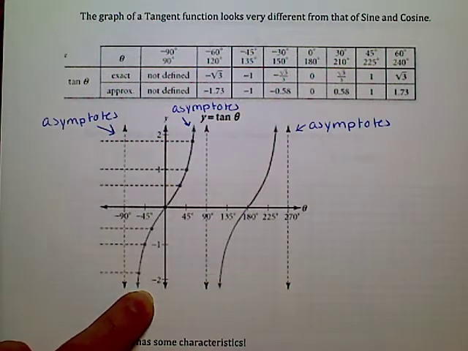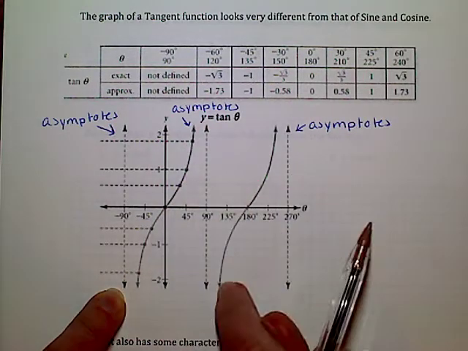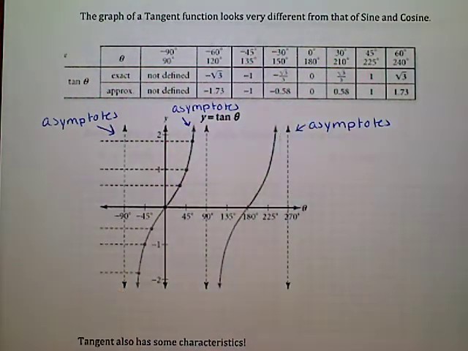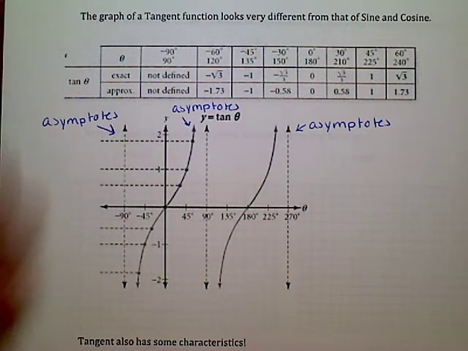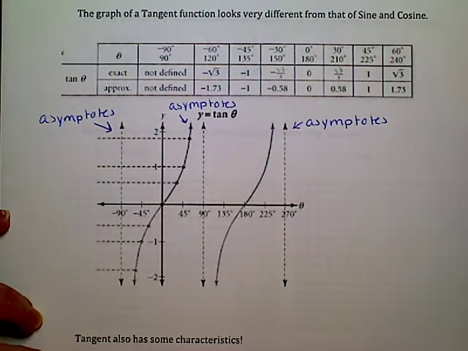So what we have here are actually two repetitions, or two cycles, of tangent. So here's the cycle, there's another cycle. We're going to get familiar with where the asymptotes are and where the important points are. But for now, just recognize that general shape.